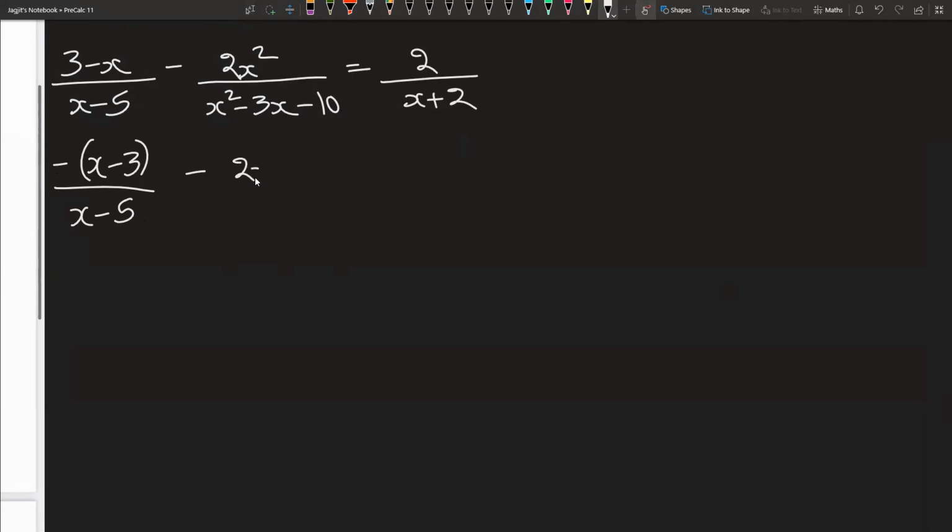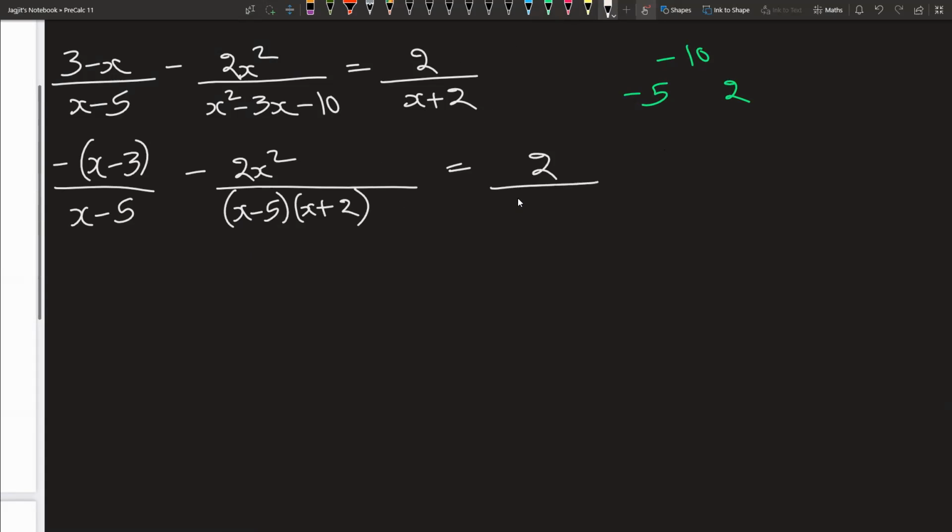Okay, this is minus 2x squared. Let's factor x squared minus 3x minus 10. What's 1 times minus 10? It gives you minus 10. We want to find two numbers. When you multiply them, you get minus 10. When you add them, you get minus 3. There'll be some combination of 5 and 2. I want the sum to be minus 3, so it'll be minus 5 and 2. So that means this will be x minus 5 and x plus 2. And that is equal to 2 over x plus 2.